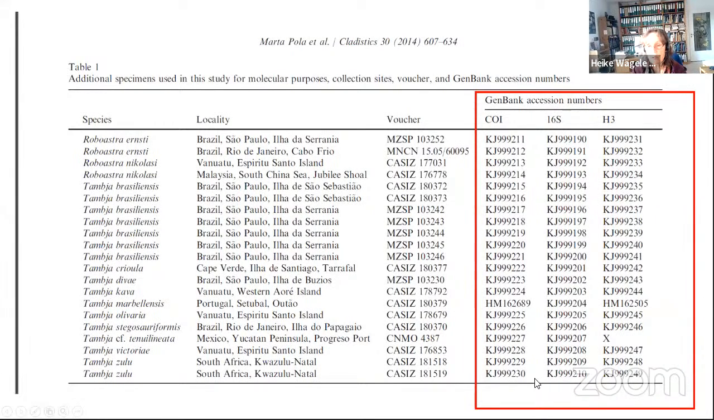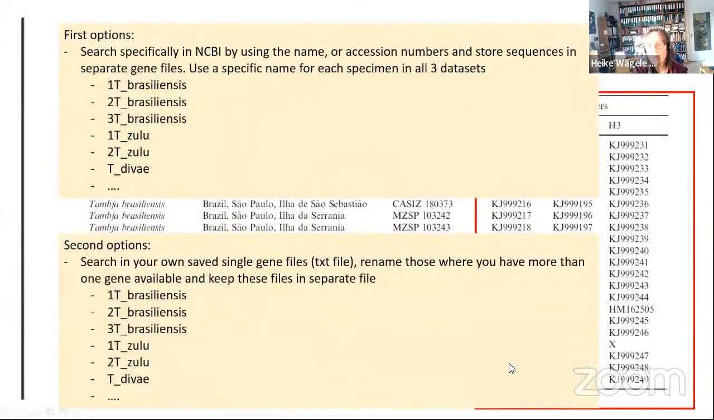So that's a possibility. So you can do it by actively going into the NCBI and clicking on this, providing this number, and then you get exactly this sequence. So this is a possibility where you can ensure that you have all the information for all 3 genes. So you can search specifically in NCBI by using the name or accession numbers and store then the sequences in separate gene files. But what is then also very important, you have to use a specific name for each specimen in all 3 data sets.